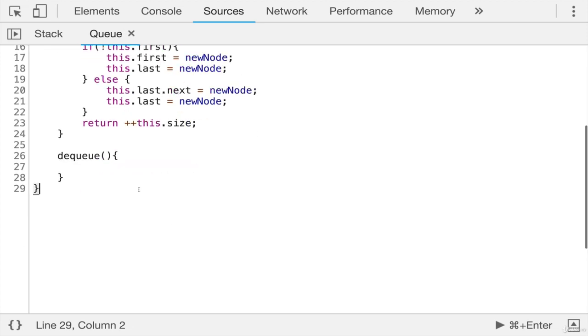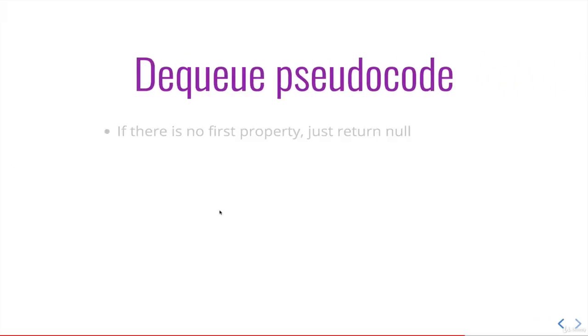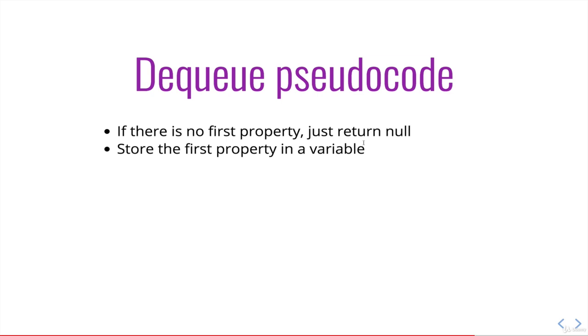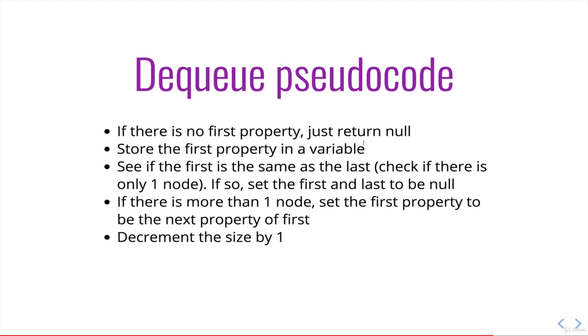Okay, and then we'll move on to dequeue. And dequeue should remove from the beginning in order to give us the first thing added in. We're adding to the end, removing from the beginning. So dequeue looks like this. We define the function, it takes no arguments. If there is no first property, just return null. Store the first property in a variable. This is identical to what we did in the stack section, or the stack part of this section. So it's very, very similar.